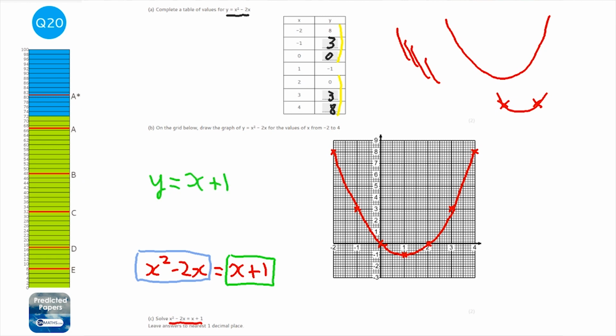Now y equals x plus 1 is a gradient of 1 and the y-intercept is 1. So I'm going to plot the y-intercept as 1, and for every 1 we go across it goes up 1. So I'm going to just do that, and you could do this with a table of values. That would be fine as well. I'm going to go the other way, so for every 1 to the left it goes down 1, like so. Let's join it up.